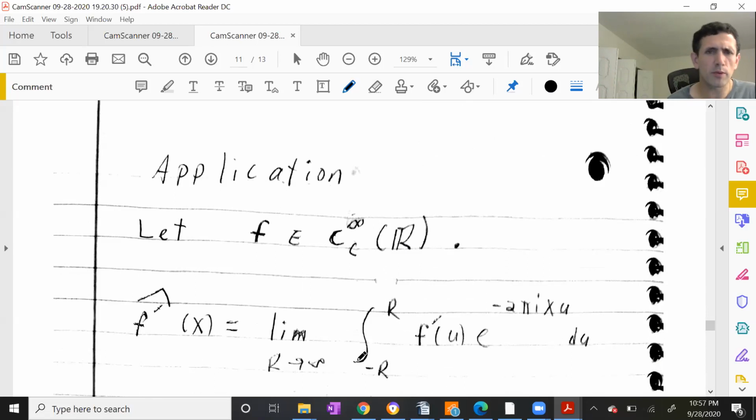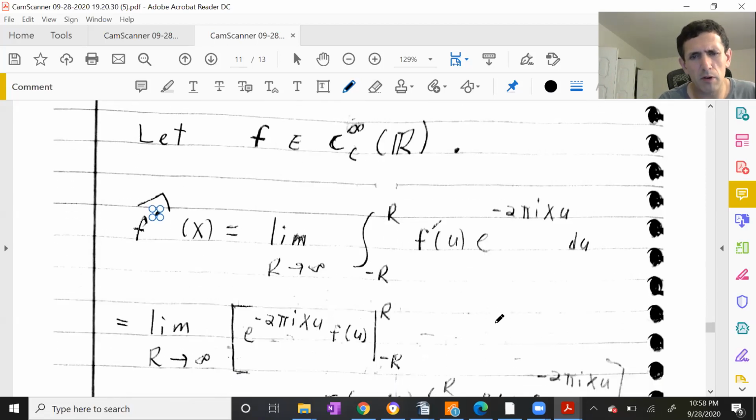Let's see what happens when we take the Fourier transform of the derivative. And this is why this is so useful in PDE. Well, I'll just plug into the definition, integrate by parts, and let's take a limit. This is a Riemann integral. Just do usual integration by parts. f is C infinity. It has compact support, so plug in R for large enough R. This thing is going to be 0.